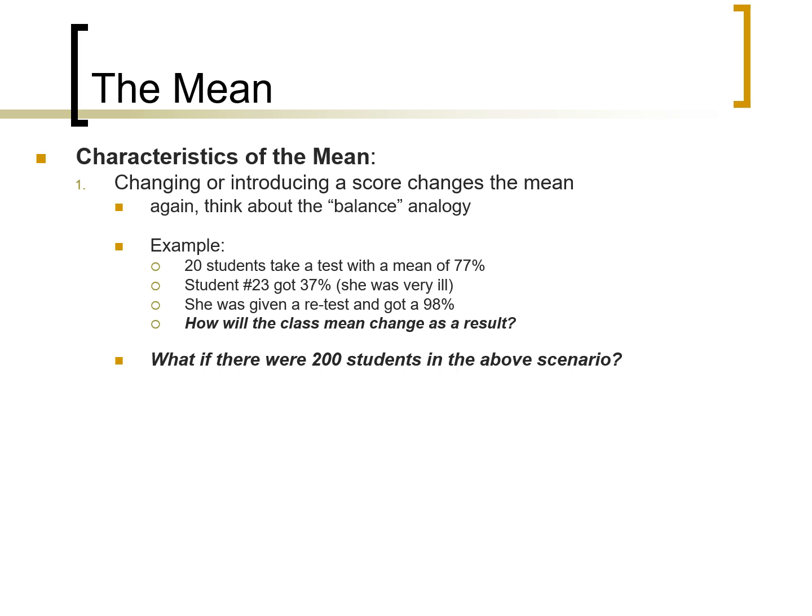What if there were 200 students? Well, here's where we see the importance of sample size. 200 compared to 20 students, changing one score has less of an effect.